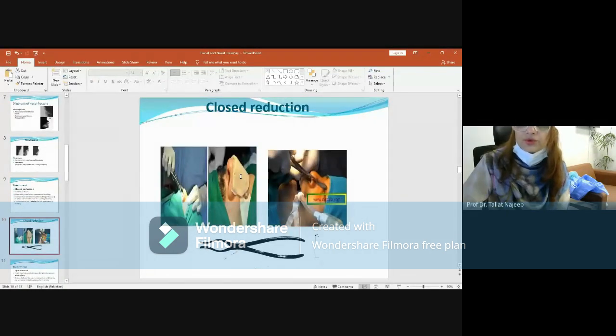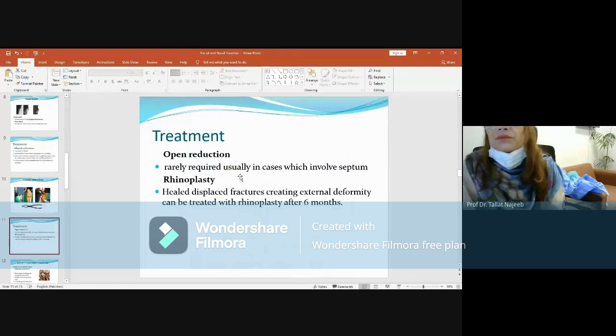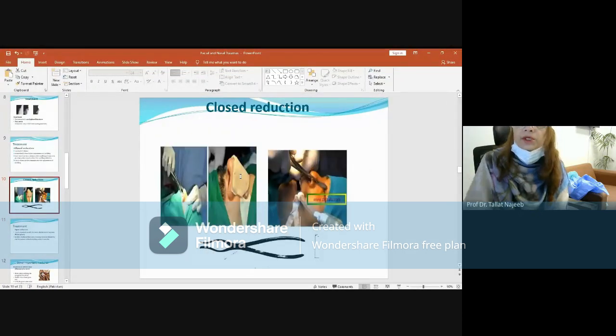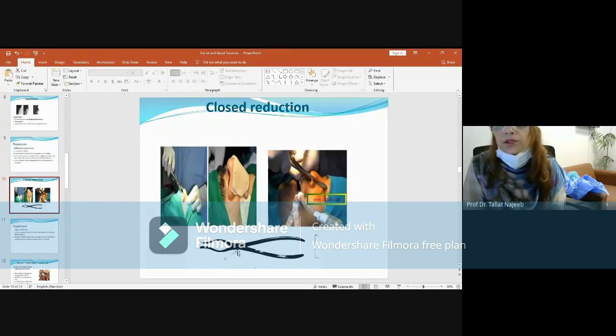Sometimes the patient comes to you with nasal deformity and deflection of the nasal septum. Okay, so you can correct these deformities by open reduction. You will do septoplasty and you will reduce the nasal bone fracture. But closed reduction is the method of choice. In this case, we will use this instrument that is called Walsham forceps.